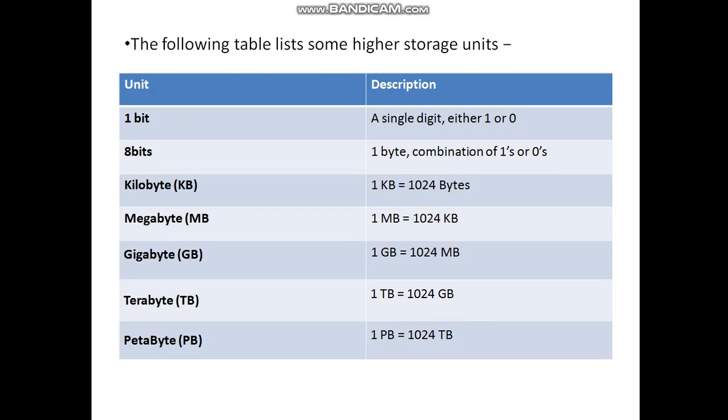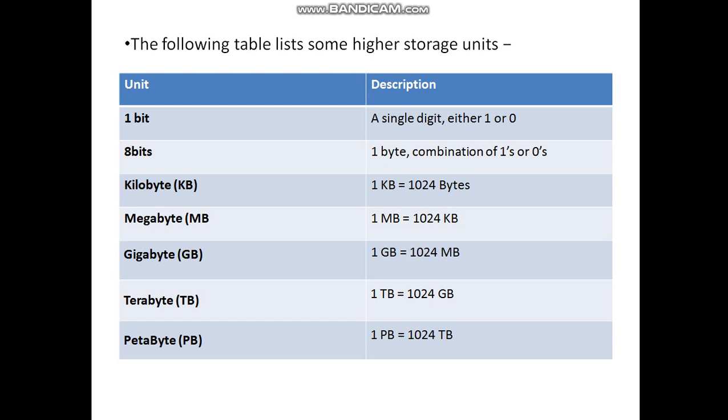Next, the following table lists some higher storage units. These are the memory storage units. First is 1 bit, a single digit, either a 1 or 0. It indicates a binary digit. It's called 1 bit. Next is 8 bits. We know that a combination of 8 bits makes 1 byte, a combination of ones and zeros.